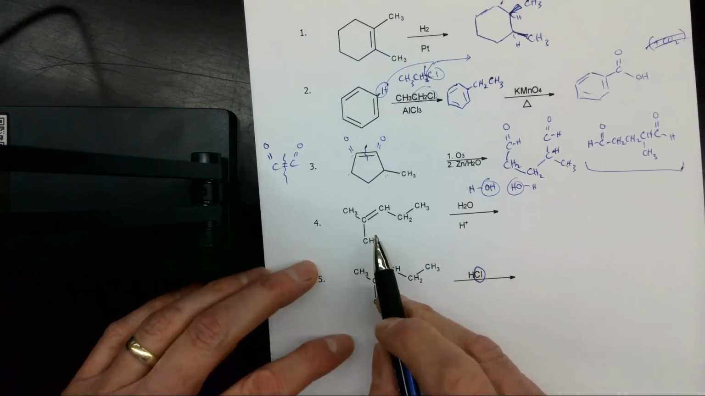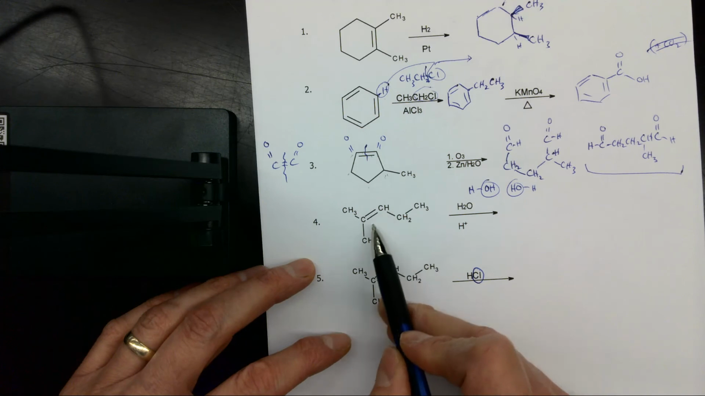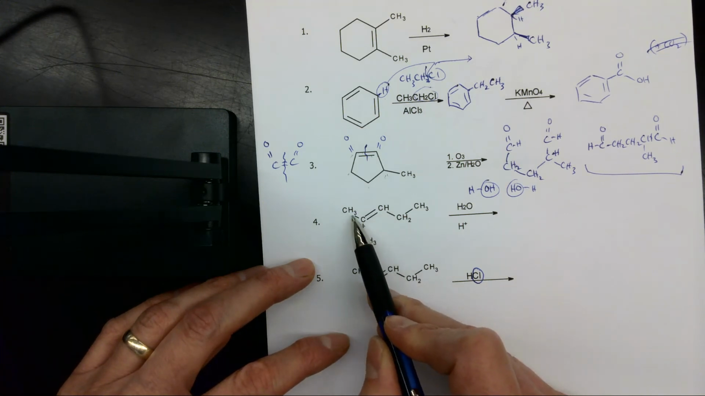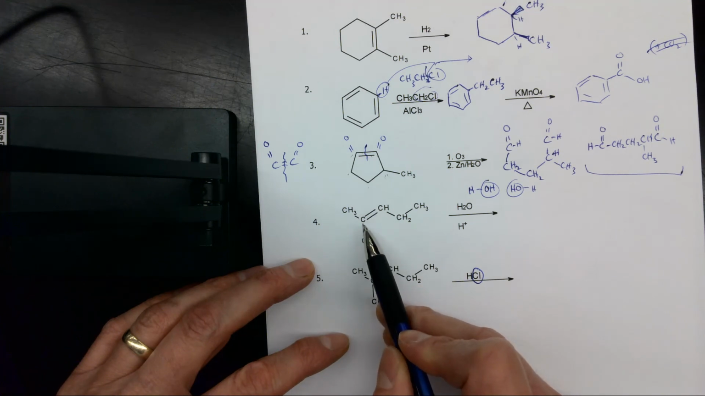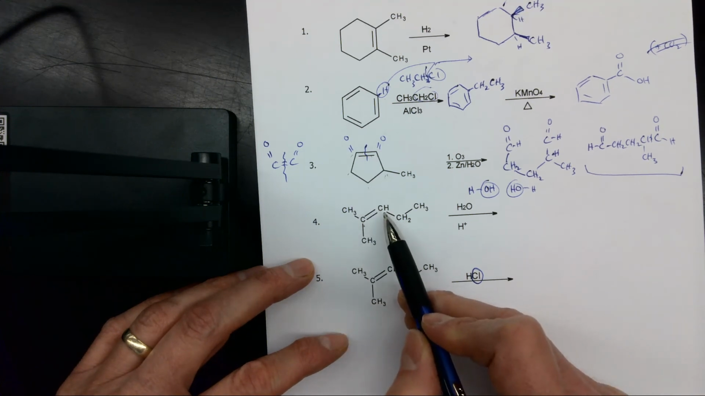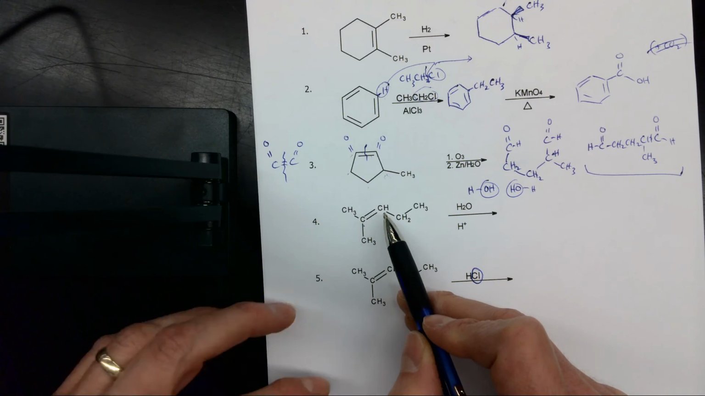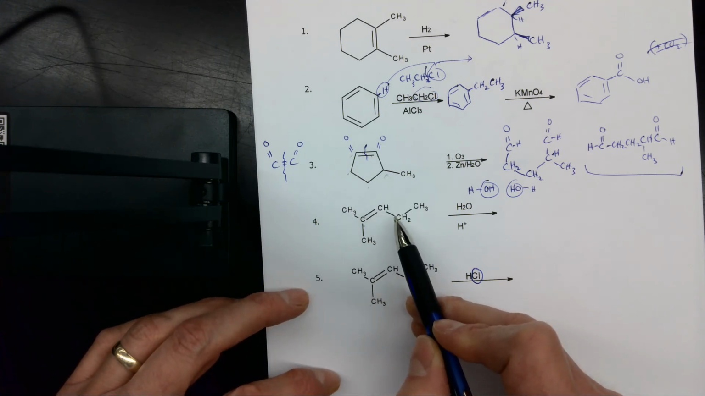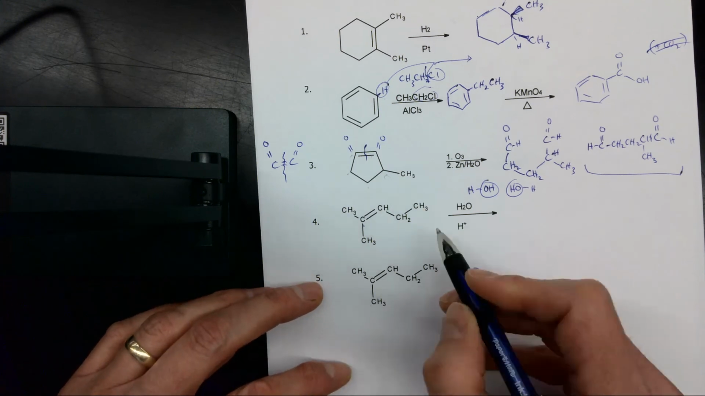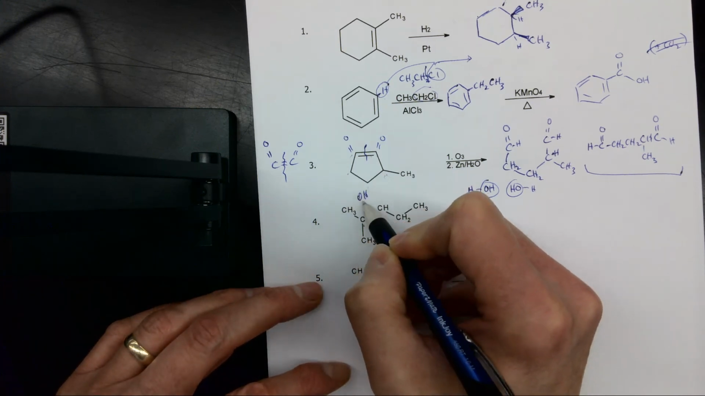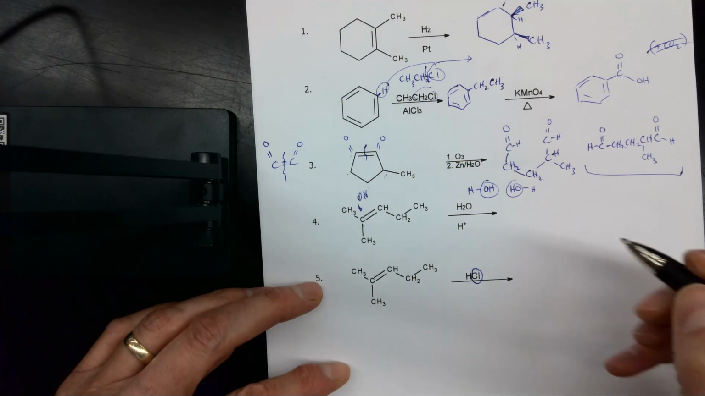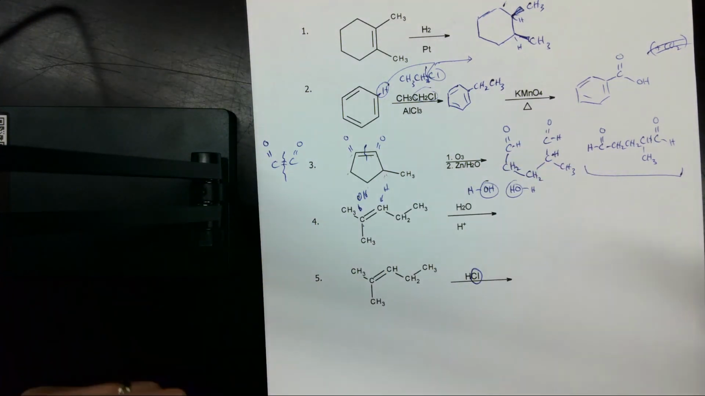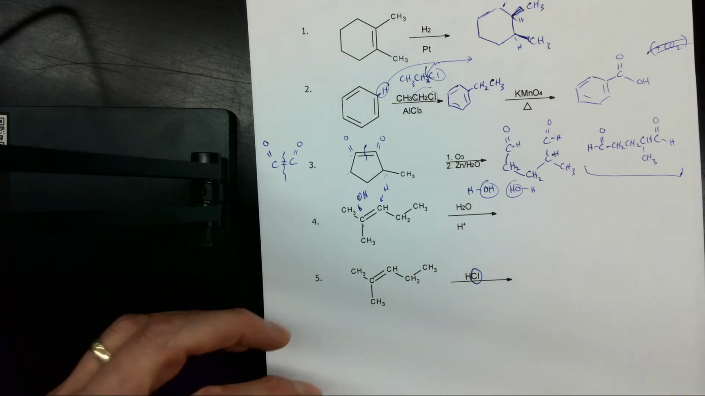If I look at the carbon-carbon double bond in number 4, the carbon on the left is bonded to 3 carbons in total. The carbon on the right of the double bond is bonded to 2 carbons. That means the OH part is going to go to the left, and the hydrogen part is going to go to the right. It'll be a similar story in number 5, except not an OH part.